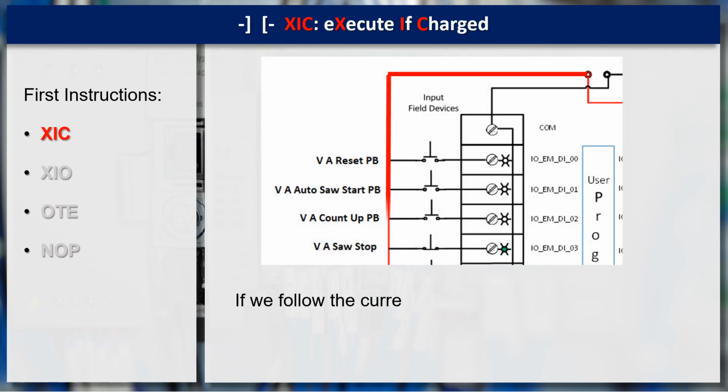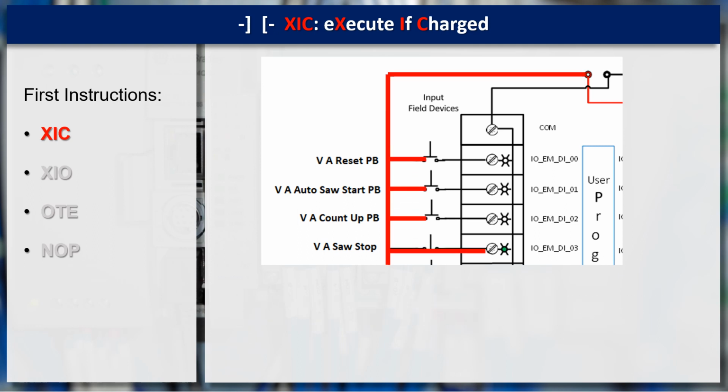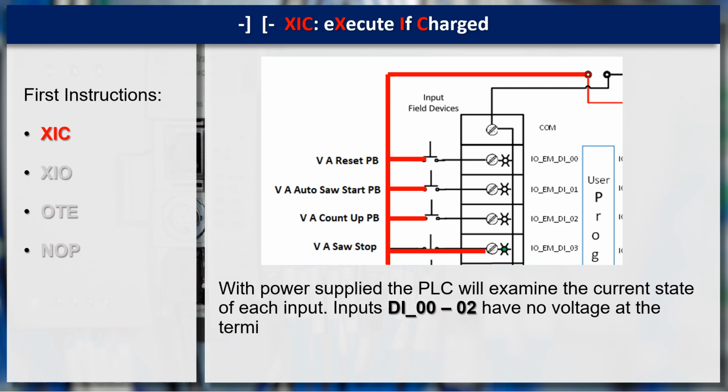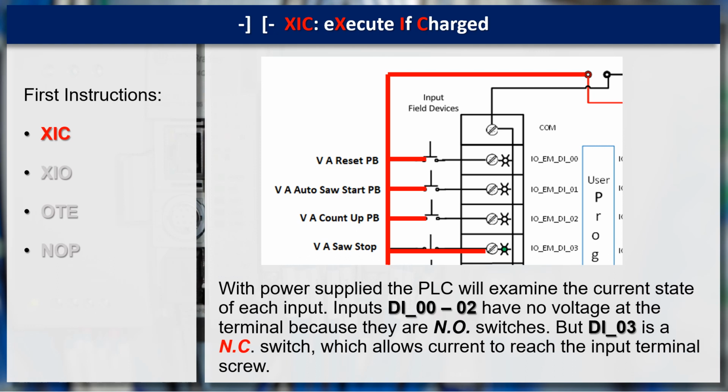If we follow the current from the 24-volt power supply, we can see how the XIC instruction will work. With power supplied, the PLC will examine the current state of each input. Inputs DI00 through to DI02 have no voltage at the terminal because they are normally open switches. But DI03 is a normally closed switch, which allows current to reach the input terminal screw.